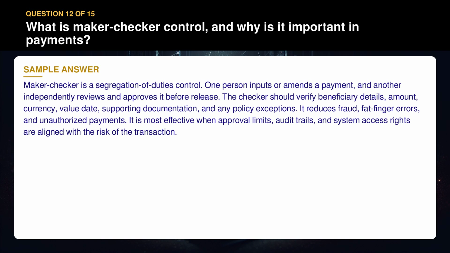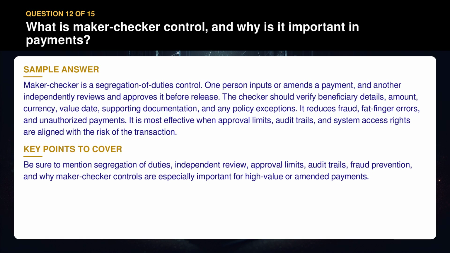It is most effective when approval limits, audit trails, and system access rights are aligned with the risk of the transaction. Be sure to mention segregation of duties, independent review, approval limits, audit trails, fraud prevention, and why maker-checker controls are especially important for high-value or amended payments.